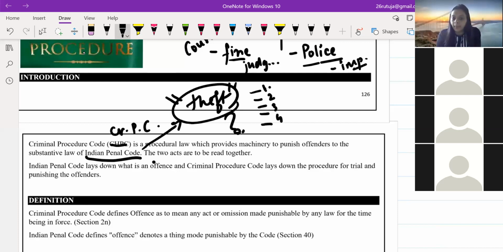Yes, ma'am. C.P.C. is partly substantive, partly procedural law, right? It was divided into two parts. The first part is divided into sections, and the second part deals with orders and rules. So that way it was substantive as well as procedural. But CRPC एक purely procedural law है, and substantive law कौन सा है? I.P.C. है.